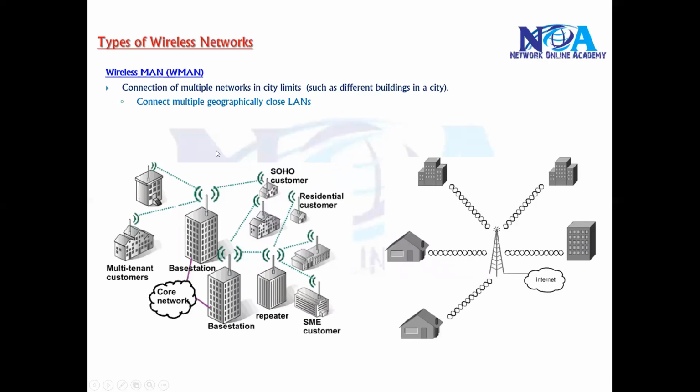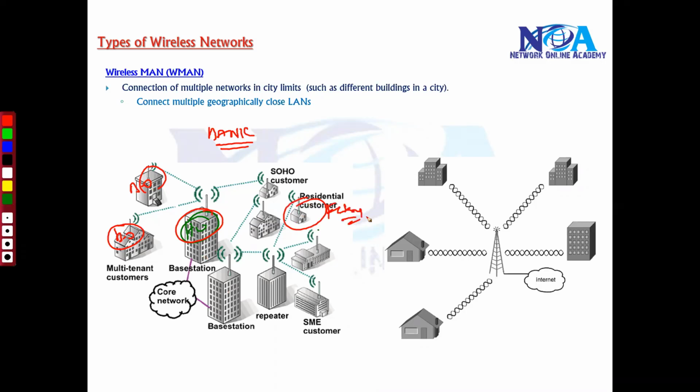Now the third kind is your wireless metropolitan area network. With metropolitan area networks, we are going to connect multiple sites within the city limits. Like you have different buildings in your city. For example, you have your head office, and this head office connects to your branch offices. Or take a simple example of a bank where you have different branches in your city. Or if you have a factory on the outskirts of the city, it needs to be connected to your head office.